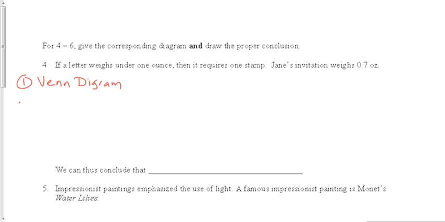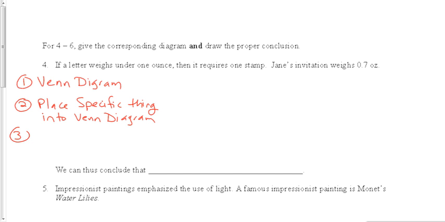The second thing we're going to do is we're going to place the specific thing or person into the Venn diagram. And the third thing we're going to do is create our conclusion, and there won't always be one. So again, if you need to write that down, pause the video while I continue on.